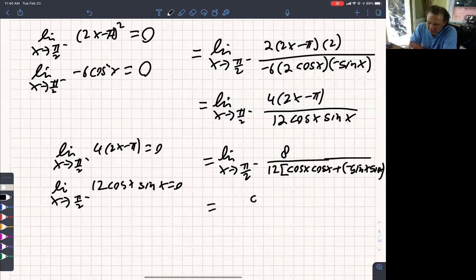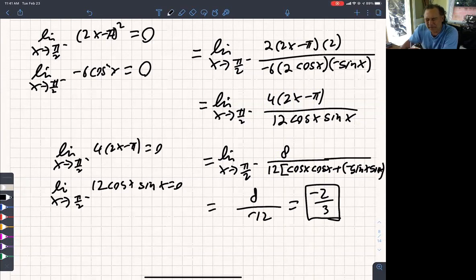And what do we get? The top is 8. Cosine of pi over 2 is 0. That's 0. The sine of pi over 2 is 1. So that's just 1 with the negative. So that's negative 1. So we get a negative 12 on the bottom, which reduces to negative 2/3. There is our answer. That is a beast of a question. Not hard, but very tedious.